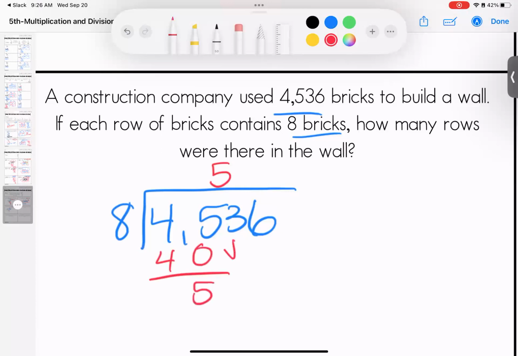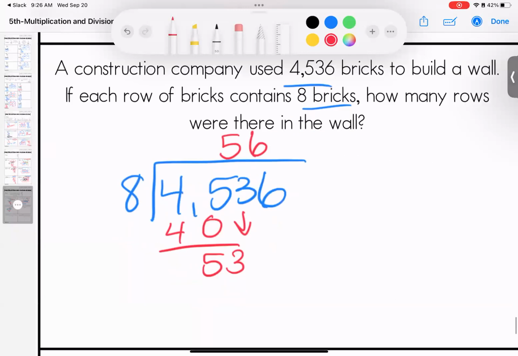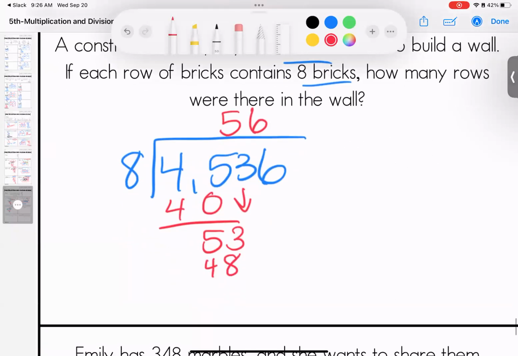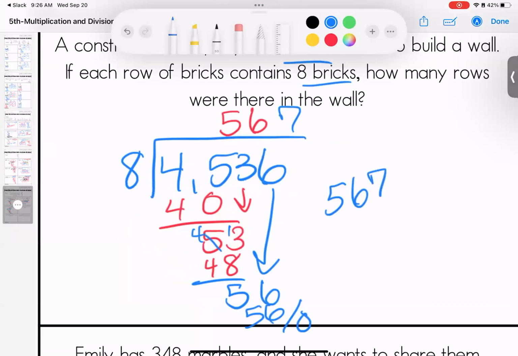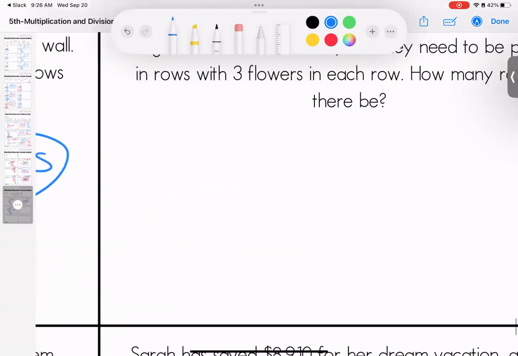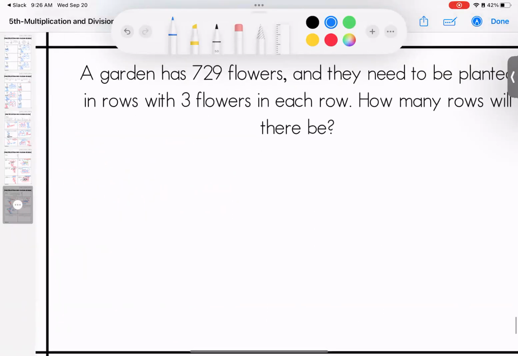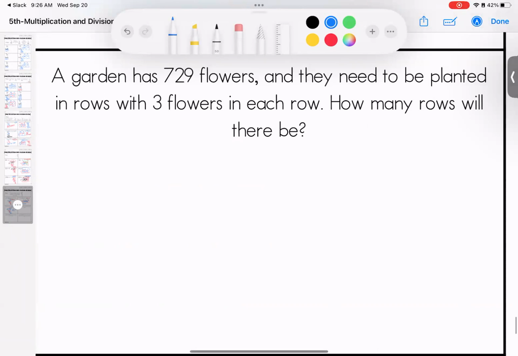6 times 5, though, is 40. I subtract, I have 5, I bring down my 3. How many groups of 8 is going to get me closer to 53? It's going to be that 6. 6 times 8 is 48. When I subtract with my borrowing, I end up with 5. Bring down my 6. 6 times 7 is 56 on the nose, which means I have 567 rows of bricks.